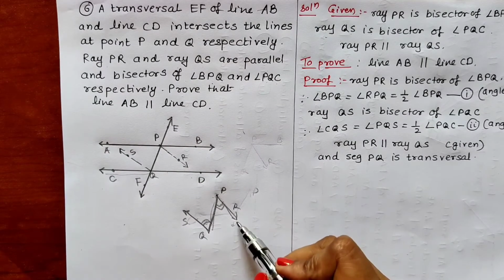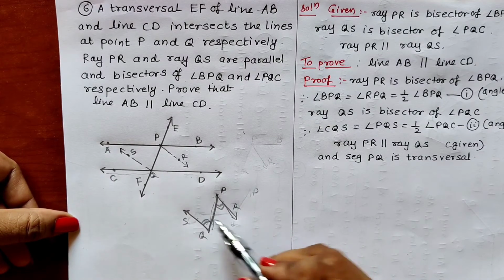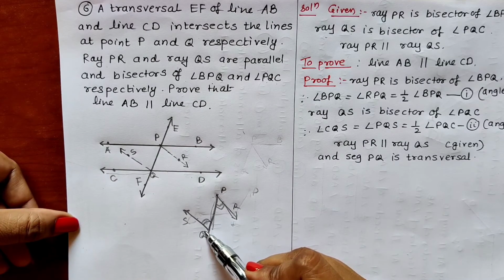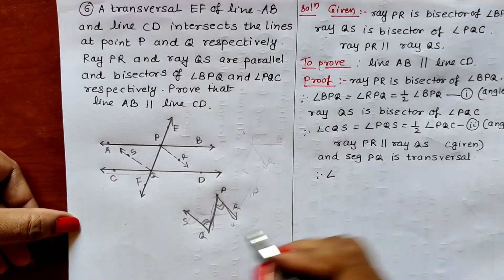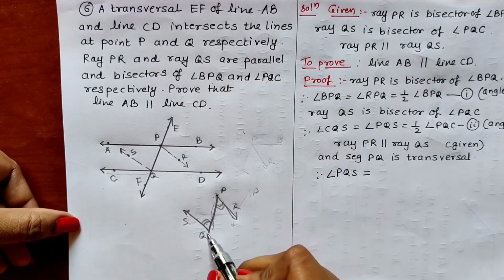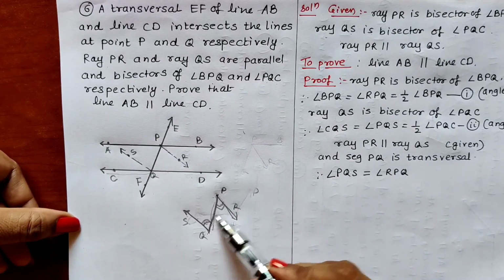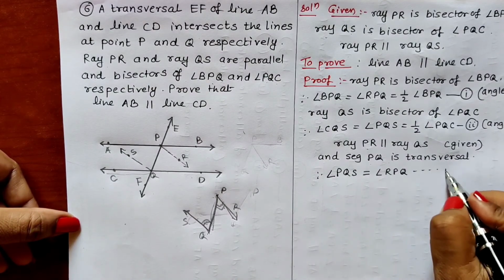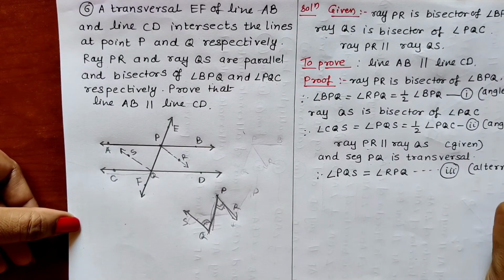So we will be writing these two alternate angles. Which two alternate angles can we write here? PQS and RPQ. Correct? So I will be writing, therefore angle PQS is equal to angle RPQ. Why are they equal? Because they are alternate angles formed due to these two parallel lines and their transversal. So this will be the third statement, and as the reason I will be writing alternate angles.